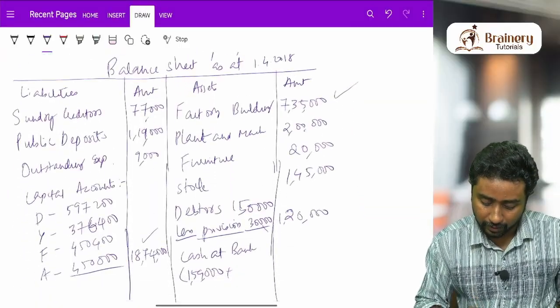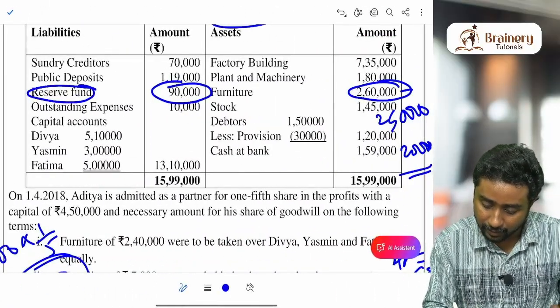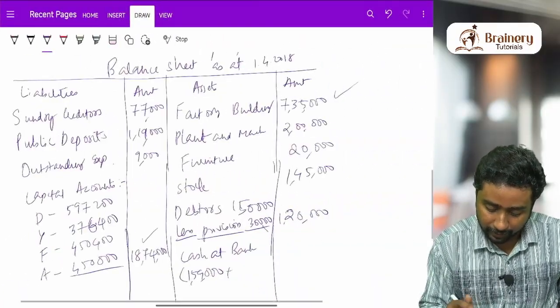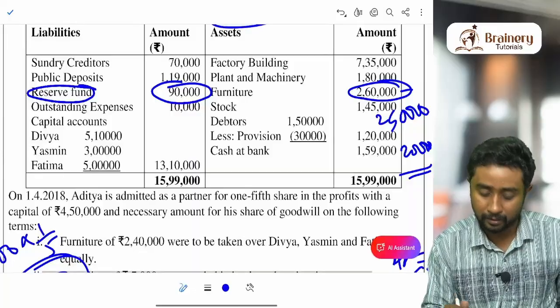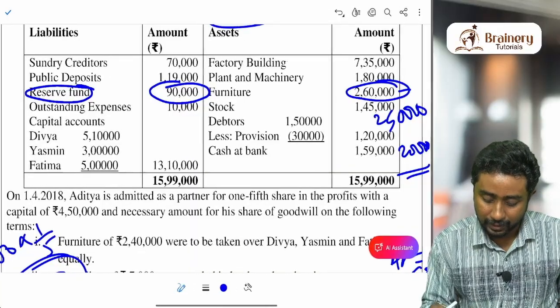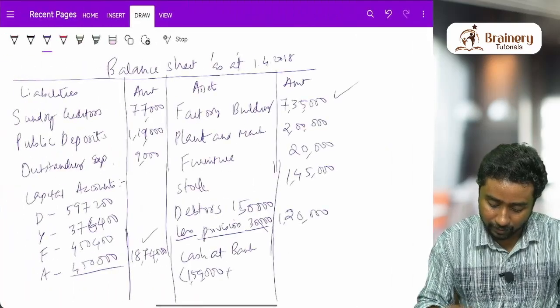And in stock, as you can see here, is there any change? 1,45,000, there is no change. Then again, debtors, there is no adjustment related to debtors. There is no terms and condition which talks about debtors. So same value we can mention there. Last adjustment, or last amount, is cash at bank.